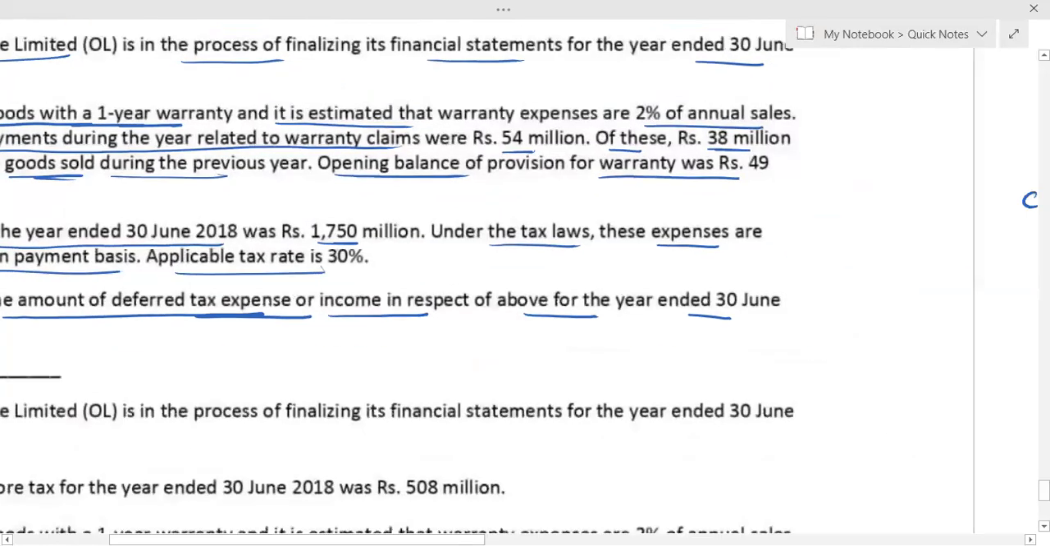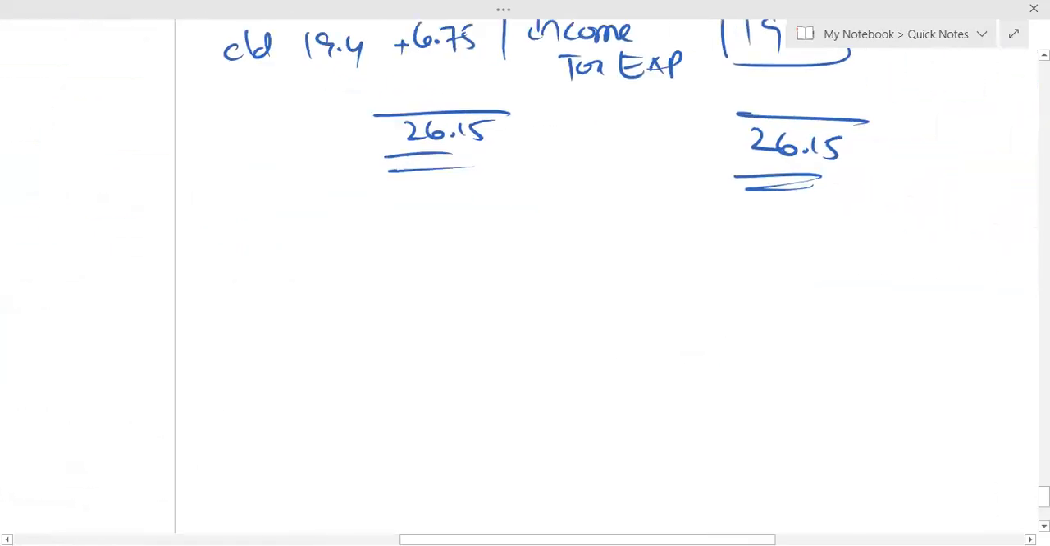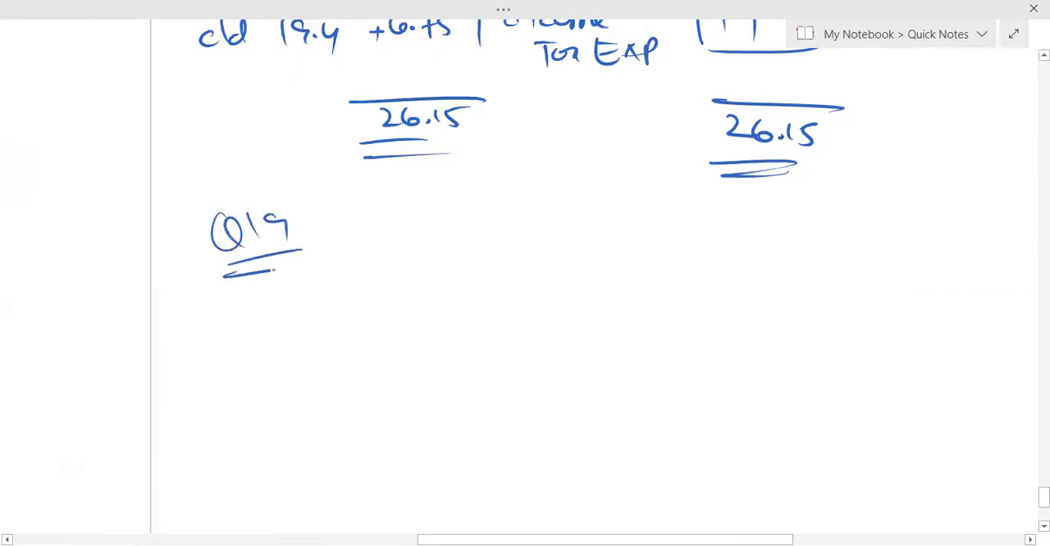Please now try to understand. Question number 19. Taxation authorities do not accept any provision as your liability. If they are not accepting the warranty provision as your liability, then the tax base is 0. Now, please try to understand. Number 1, carrying amount, tax base, temporary difference.